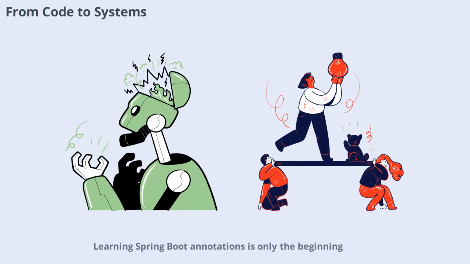Learning Spring Boot annotations is only the beginning. The real growth happens when you understand how production systems behave under stress. Most developers can build CRUD APIs, but few can design applications that remain stable, maintainable, and scalable over time. These patterns are your toolkit for building real systems.